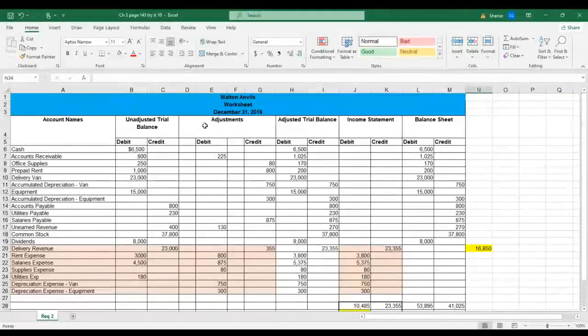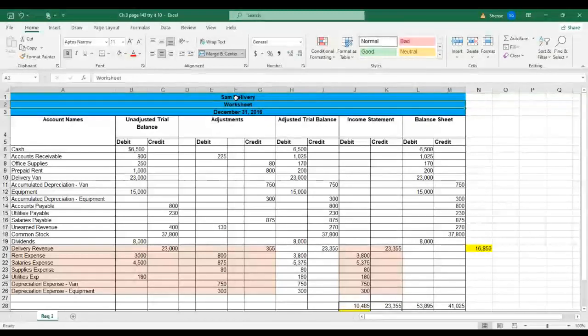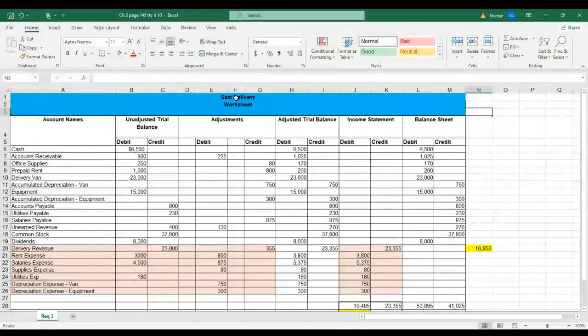So this is the problem for chapter 3, number 10. They gave us a partial worksheet for Sam's delivery. Let's take that out. This is actually Sam's delivery. That might be different too, but anyways. All right, so Sam's delivery, this is our worksheet.